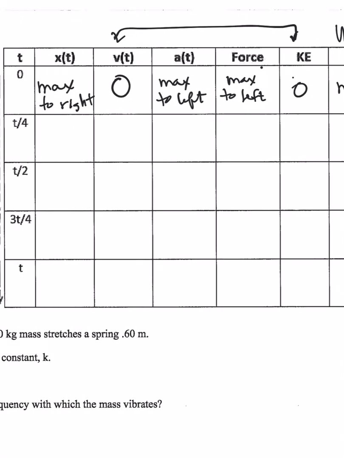What happens at t to the 4th? We're now at what? Yep, displacement is 0 because we're at equilibrium. So the velocity is what? Max to the left. Which means that the acceleration is 0. Which means that the force is 0 because the force F equals ma, right? Kinetic energy. Yep, max. And potential energy, 0.